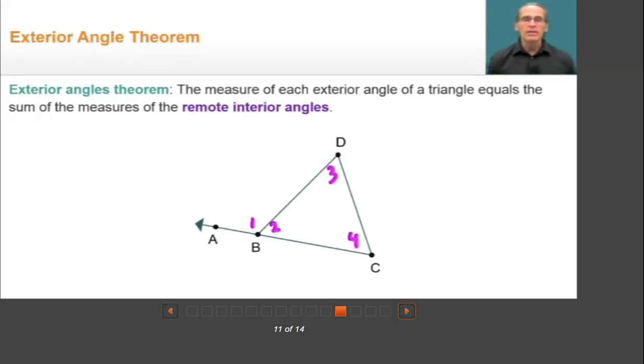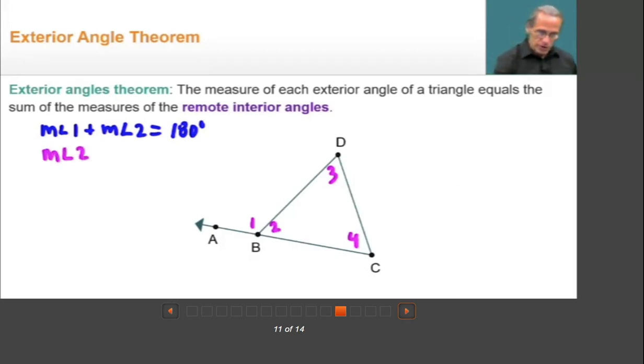Now we know that the measure of angle 1 plus the measure of angle 2 is equal to 180 degrees. And we know this because an exterior angle is supplementary to its adjacent interior angle. And we also know that the measure of angle 2 plus the measure of angle 3 plus the measure of angle 4 is equal to 180 degrees. And this is because they are all interior angles of a triangle.